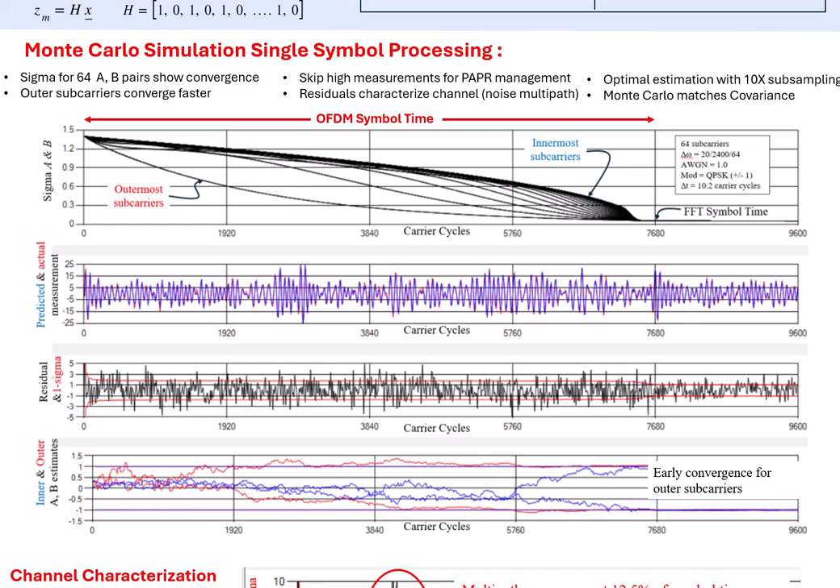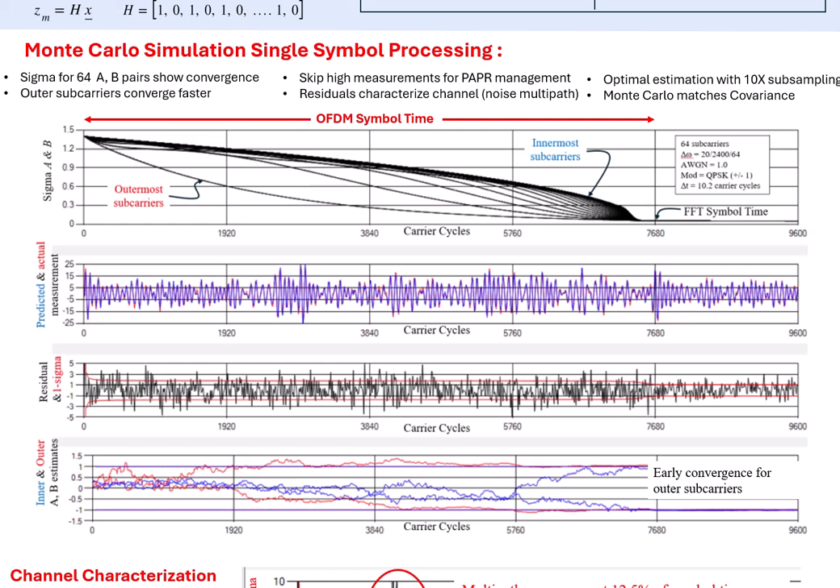Interestingly, the sigma A and sigma B values are identical at all times. Moreover, the two innermost subcarriers have identical sigma A and sigma B values, as do A and B pairs that occur moving away from these inner subcarriers. So there are, in fact, only 32 unique sigma time histories that illustrate the convergence performance. We also see that the outermost edge subcarriers that have less neighbor interference converge faster than inner subcarriers.